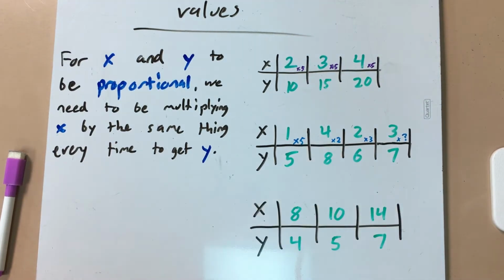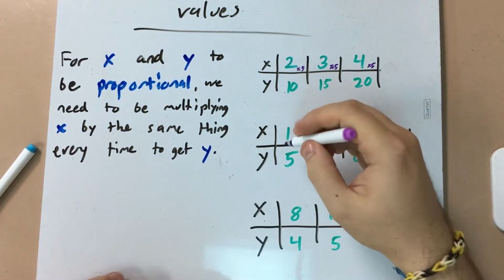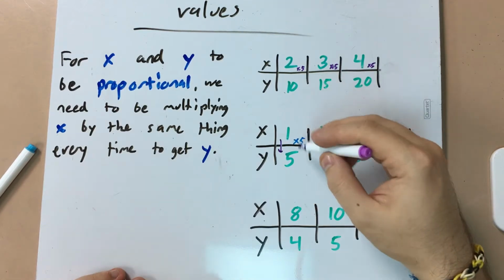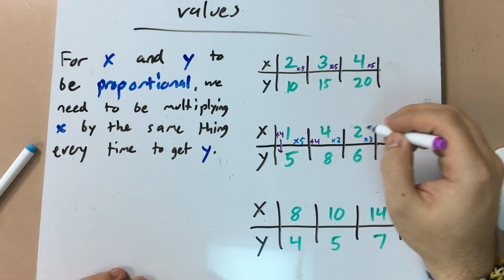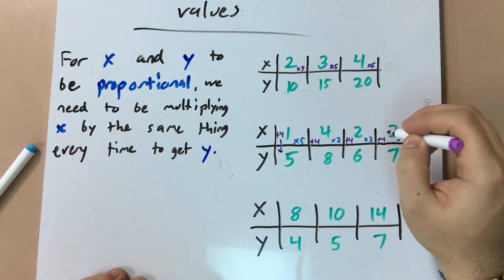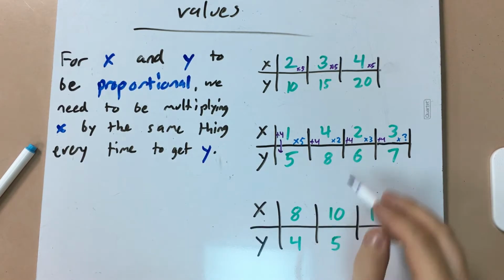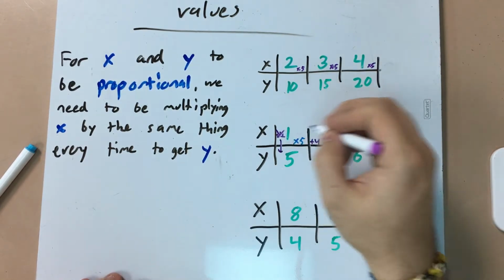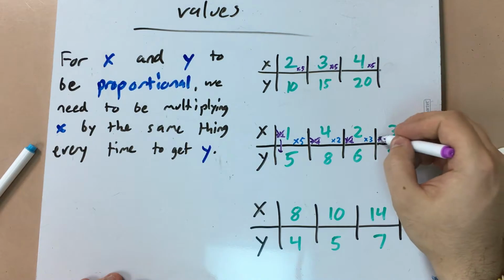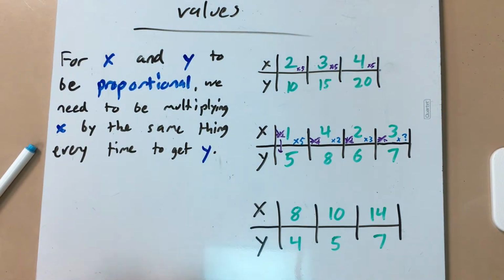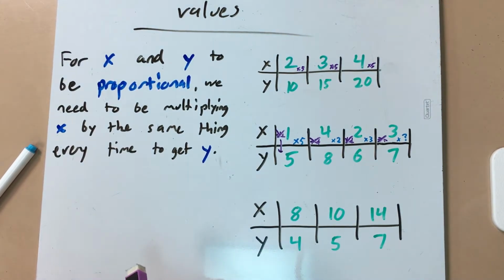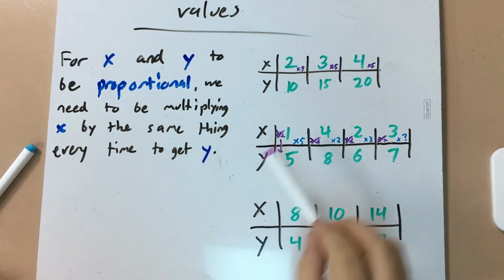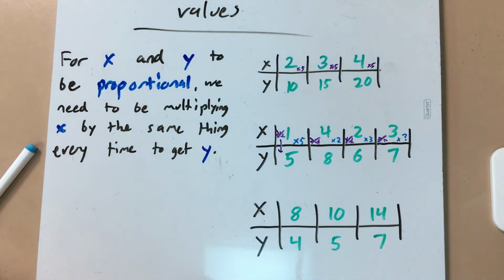If you do notice a pattern, though, you'll see that we're not multiplying by the same thing every time, we're adding. So we're actually adding 4 to get from 1 to 5, 4 to 8, 2 to 6, and 3 to 7. This is not what we're looking for. And if you see a proportionality question, chances are they might be trying to trick you by throwing something like this in, where they add the same thing every time and try to make you think that's what it is. But in reality, we're looking to make sure that we're multiplying by the same thing every time, which in this problem, we are not.